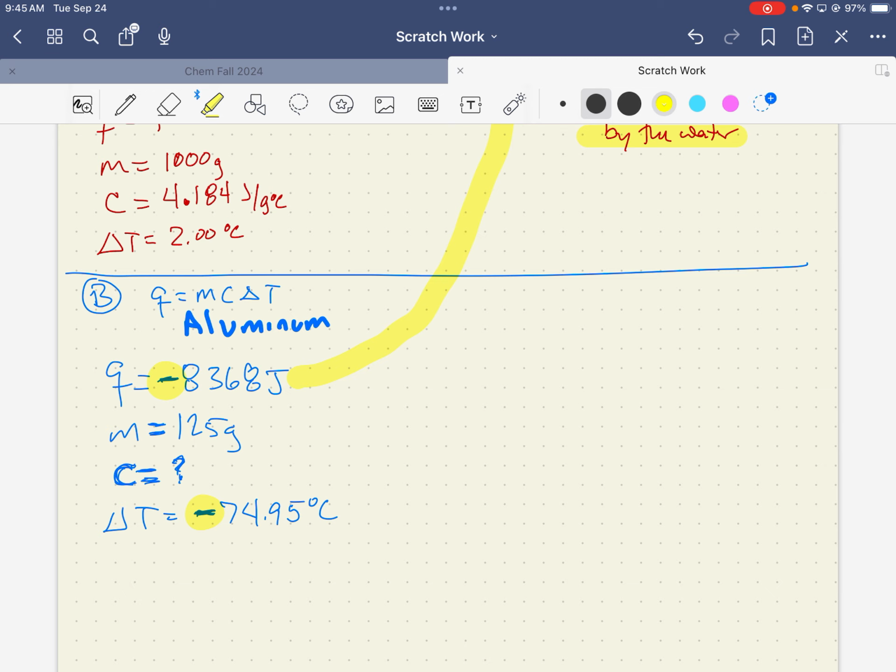So to simplify our calculations, I'm always going to treat these as positive values. So the heat that was released was 8,368, and the temperature went down by 74.95 degrees Celsius, and that allows me to get rid of the negatives. You can leave the negatives in, but you just need to be consistent with your work.